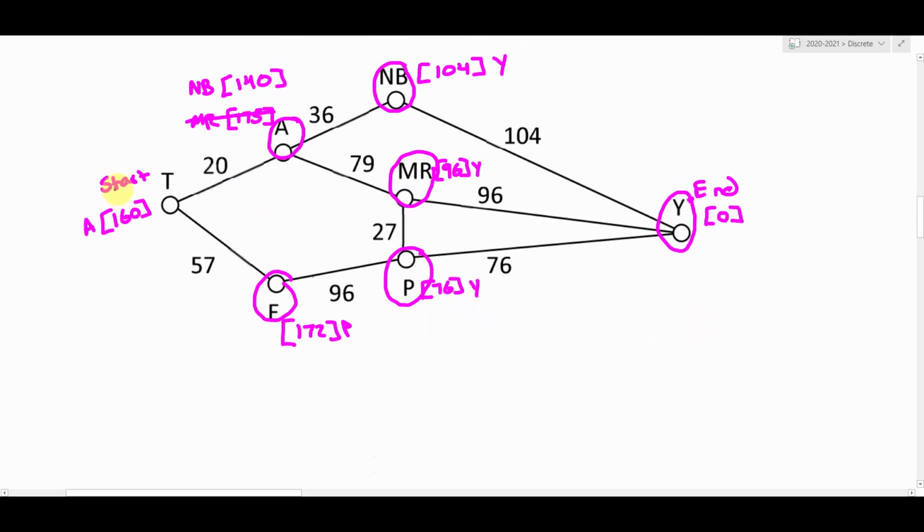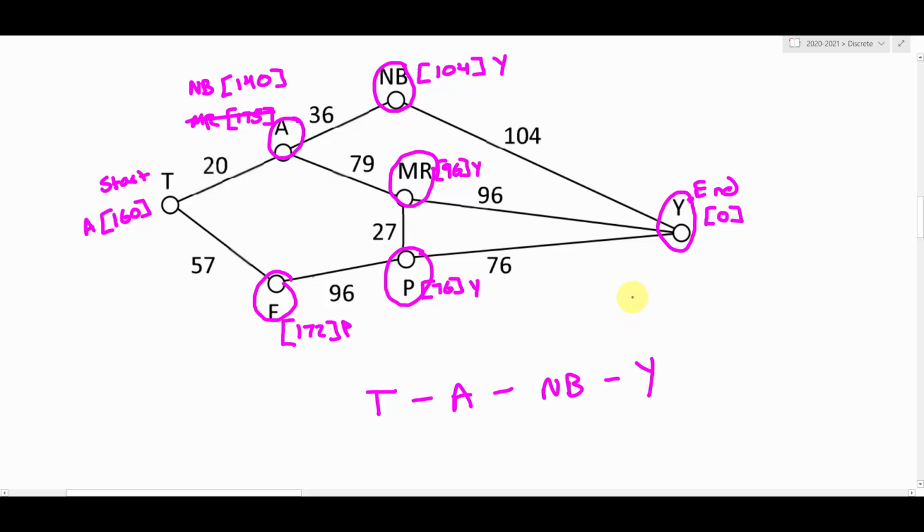Okay, so remember this is our start point. We're starting at T, so I'm going to say T2, and you'll notice it tells you where to go, A. So I'm going to say T to A. Then once I go to A, it tells me where to go next, NB. All right, and then once I go to NB, it tells me where to go next. It tells me to go to Y.